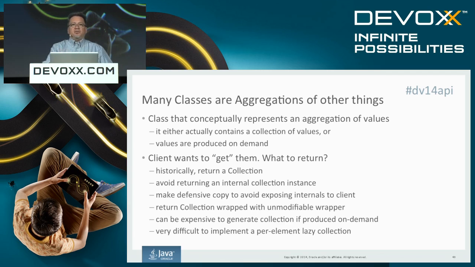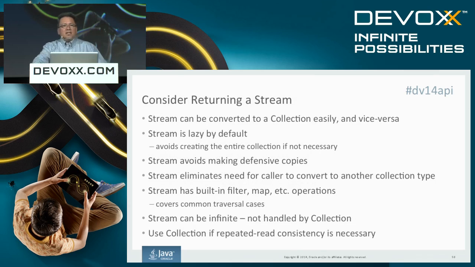So there are a bunch of issues with this notion of returning a collection. That's something that I'm sure many people have had to wrestle with. So in Java 8, consider returning a stream. And so the stream is much more powerful and flexible than a collection.